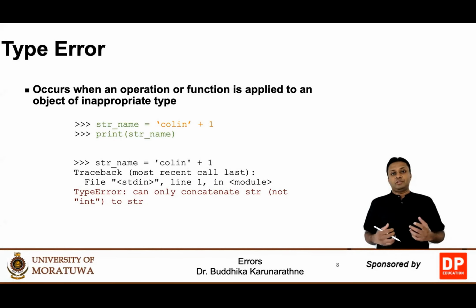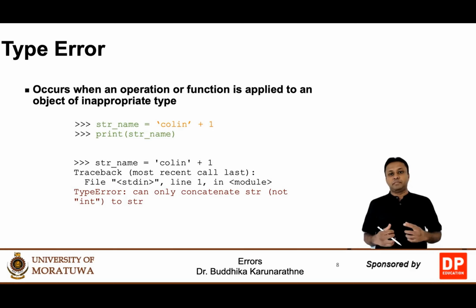Moving on to type error. This kind of error occurs when we try to perform an operation on variables or objects of inappropriate type. At this point, you understand what the type of a variable is. In this case, we are causing a type mismatch. In the example given, we are trying to perform the plus or addition operator on a string and an integer.